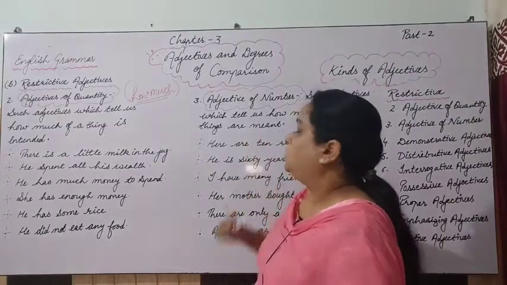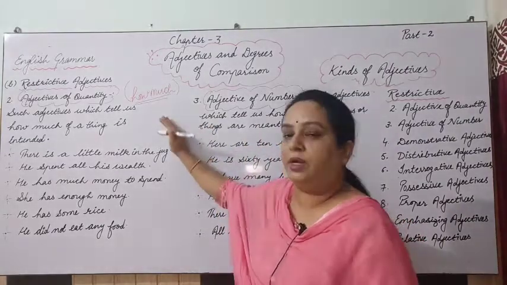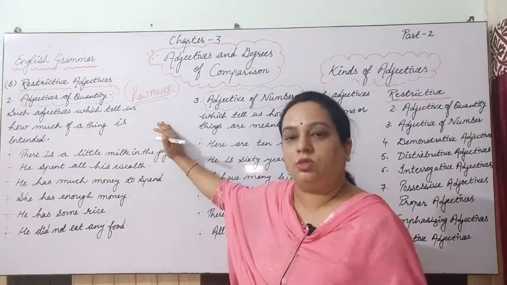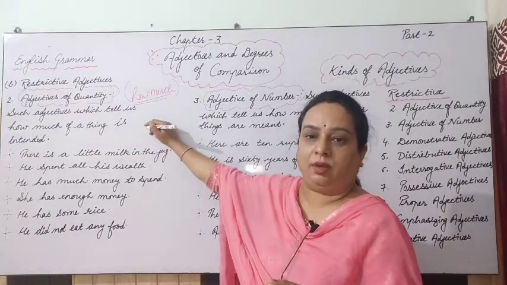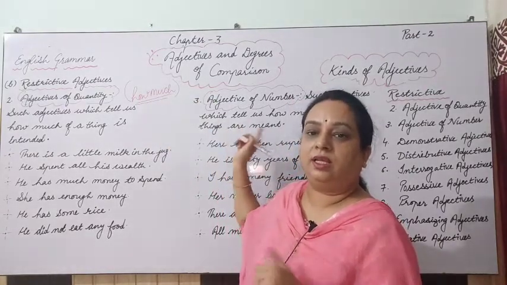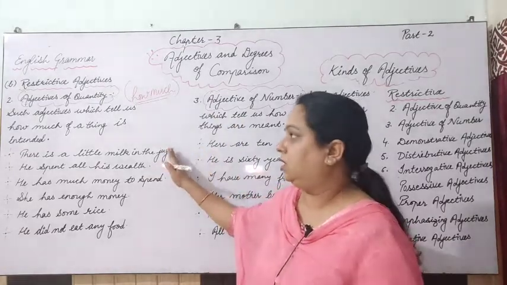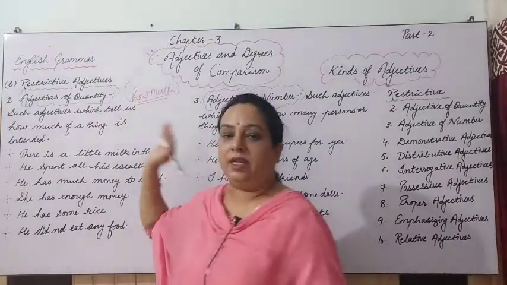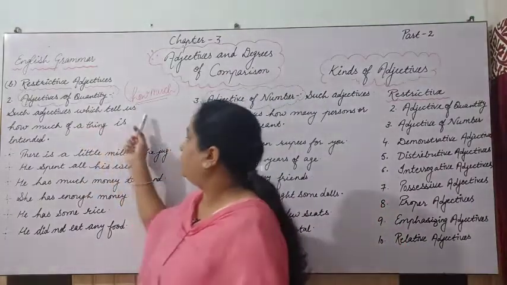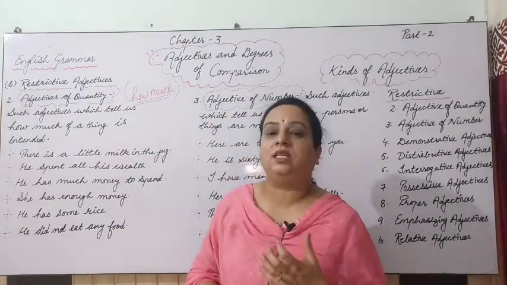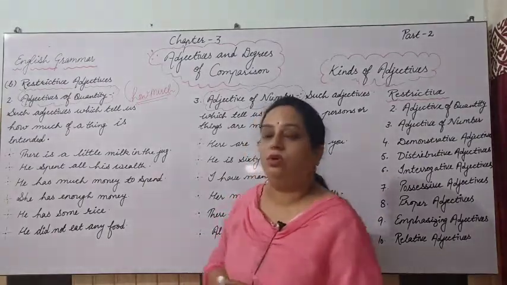Next we will do adjective of number. There is a difference between adjective of number and adjective of quantity. Both are used to count something, but here in quantity we will not get the exact number, while in adjective of number we will get the exact number. So in adjective of quantity we are talking about how much. Such adjectives which tell us how much of a thing is intended are known as adjective of quantity.